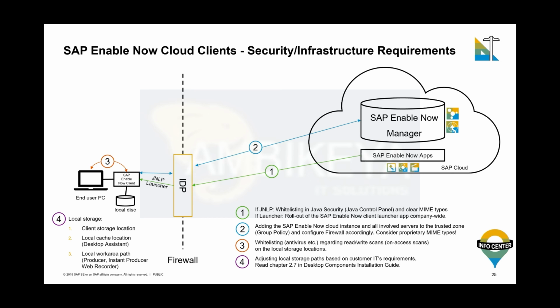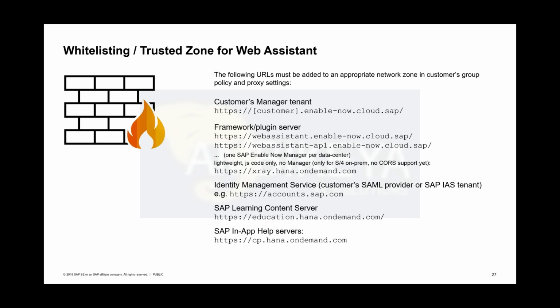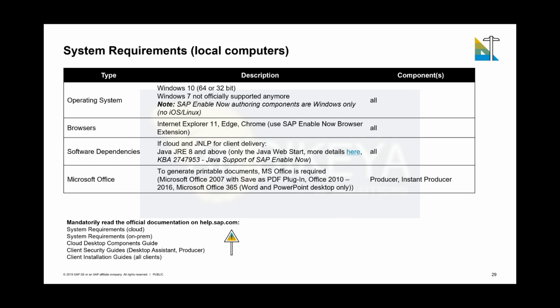Again, InfoCenter for details. Web Assistant, high-level perspective, what servers are involved, which URLs to be whitelisted mandatorily to be able to run the solution in a proper way. Again, InfoCenter. DNT MIME types to be cleared. The network people will be very interested in that. Is this something proprietary, etc. And then we go down to concrete details, system requirement listings, and this is always the same approach.